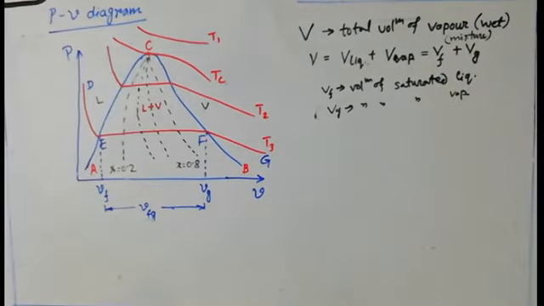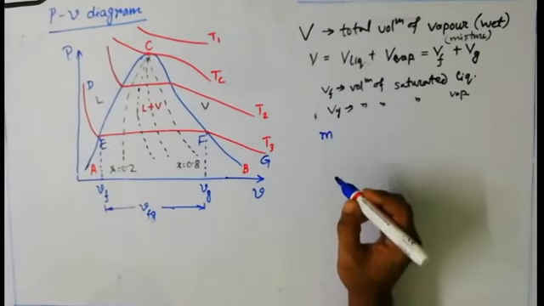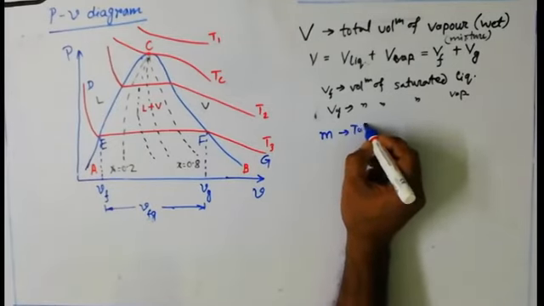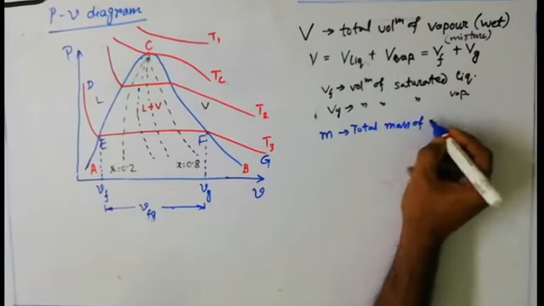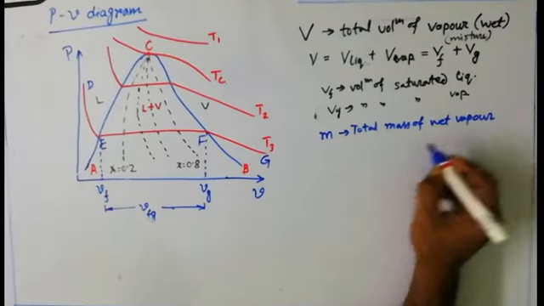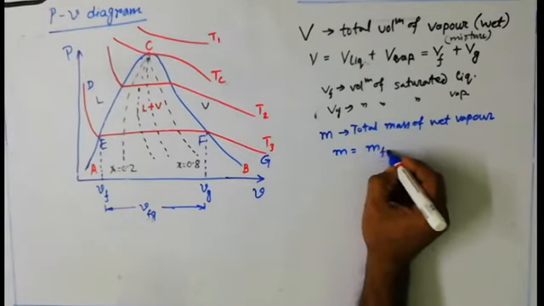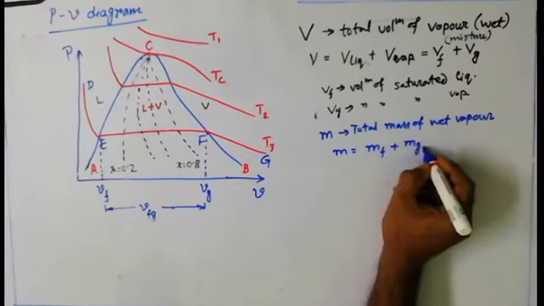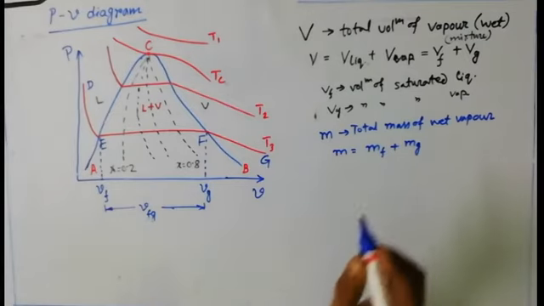Okay. Now, if we consider the mass now, so mass can be expressed. That is the total mass, obviously. Total mass of that particular mixture. Total mass of wet vapor. So in that same way, mass can also be expressed by mf plus mg, because some liquid part is there, some vapor part is there, in the same manner.